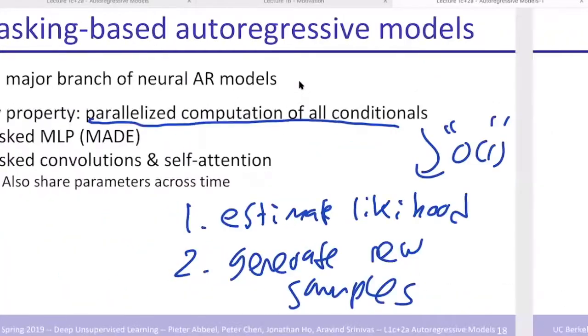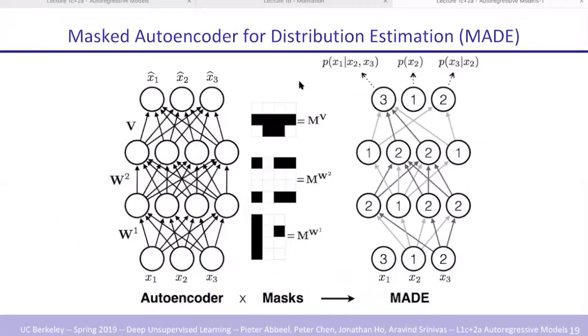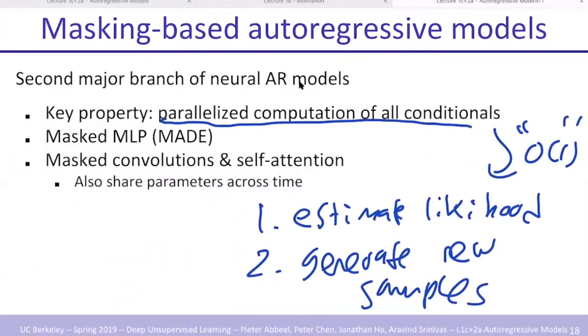So how do they do this? Basically, they introduce this concept called masking, and this is a concept we'll see occurring later on in other models. How many people here are familiar with something called an autoencoder? I think most people are not so familiar with it, so let me explain what an autoencoder is first.